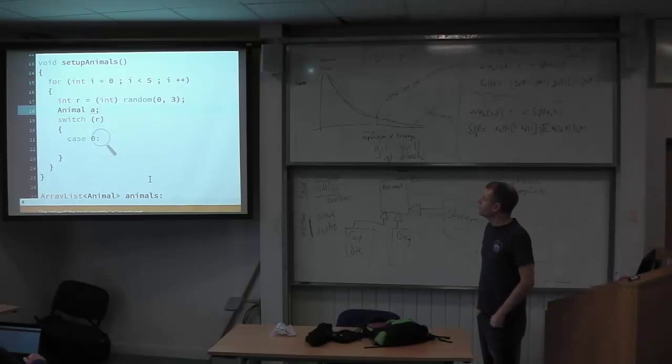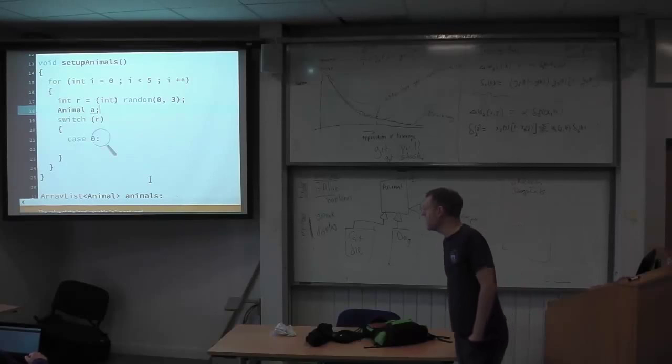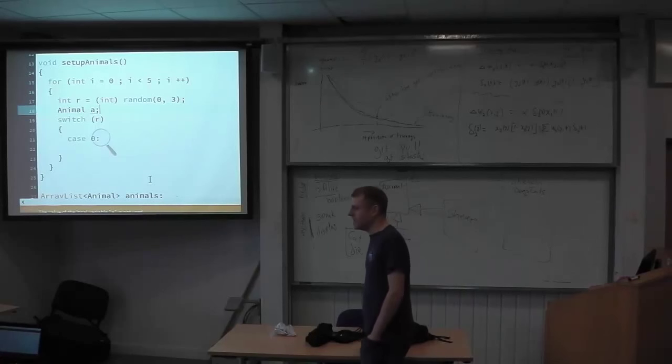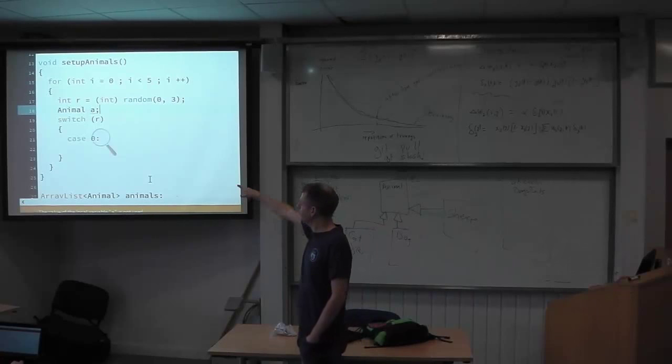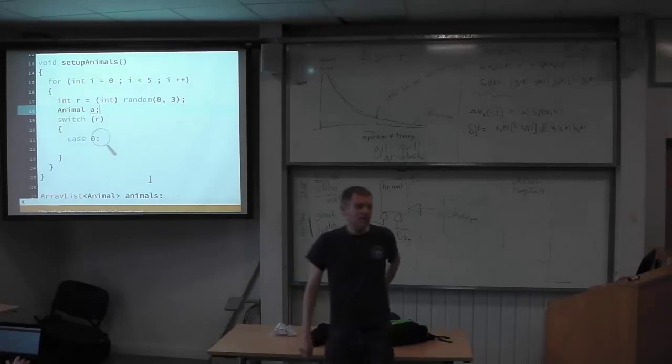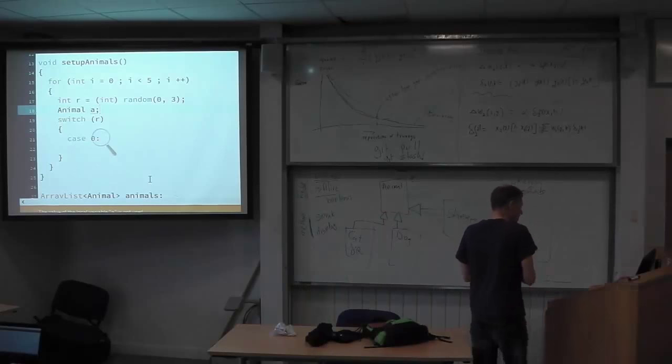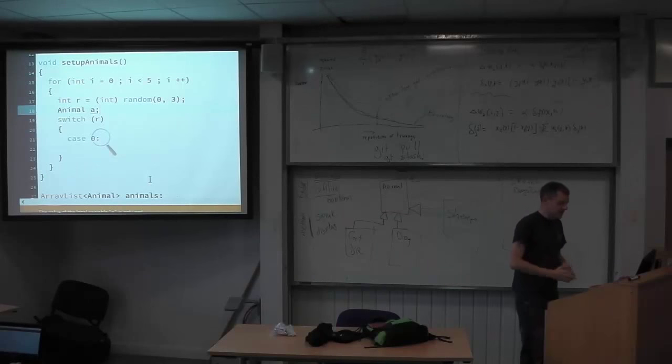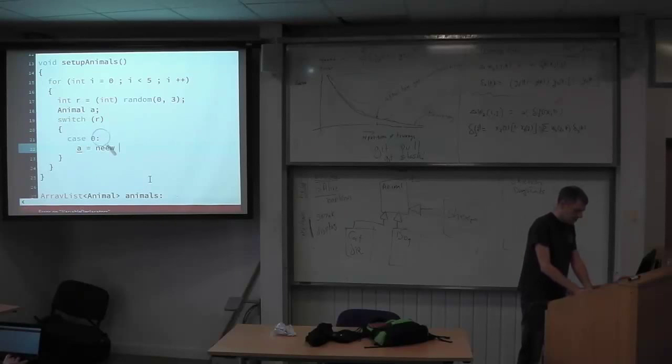I'll leave the code up there for a second so everyone can follow along. I'm going from i equals 0, i is less than 5, generating a random number, and then I have declared a type Animal called A. Obviously I haven't instantiated A yet. Then I switch on the random number, and depending on whether it's 0, 1, or 2, I'm going to instantiate a dog or a cat or a sheep. So A equals new Dog, and then break.